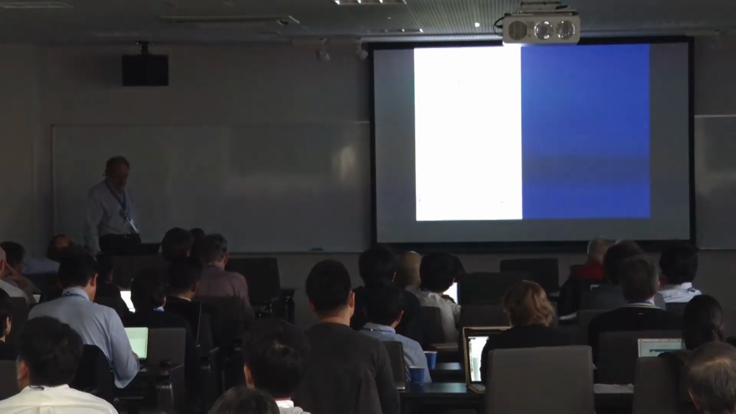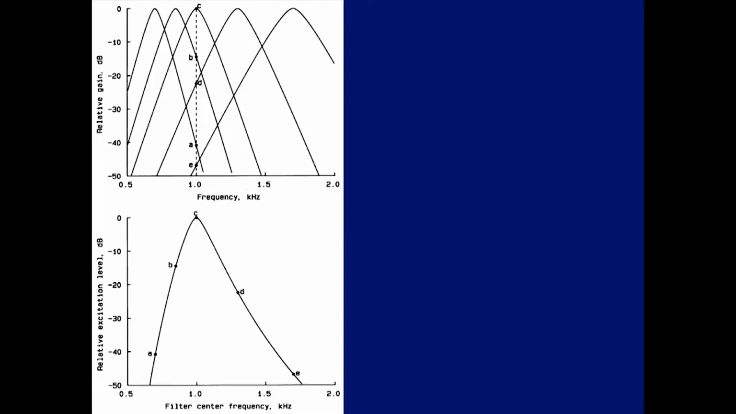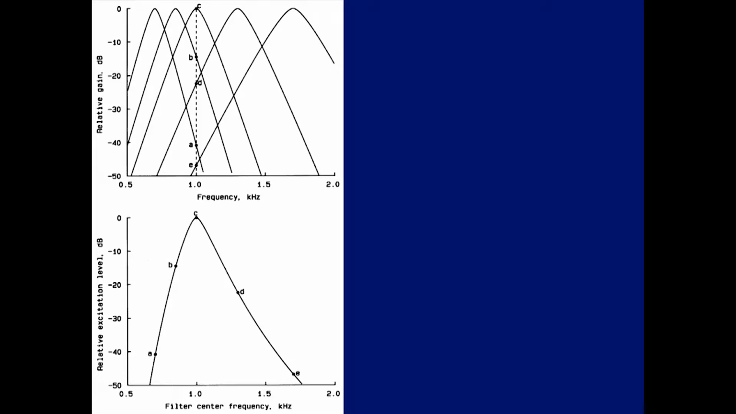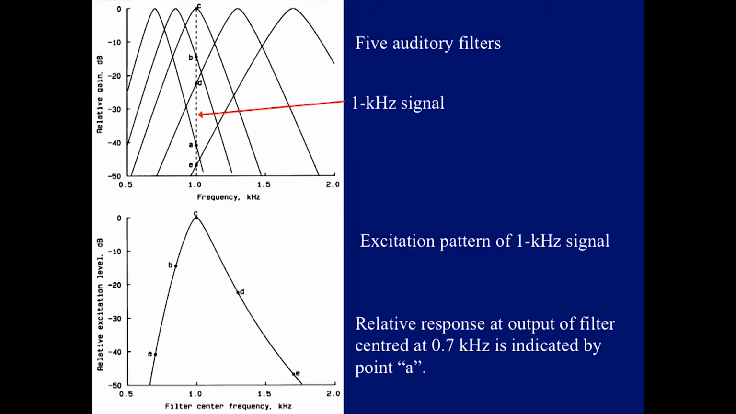And here's a very simple explanation of that. Imagine that you have a 1 kilohertz tone and you want to calculate its excitation pattern. I've schematically drawn here 5 different auditory filters. Each filter is roughly symmetric on a linear frequency scale that's shown here, but the filters get wider in their ERB, their equivalent rectangular bandwidth, as the center frequency goes up. And what we want to do is to calculate the excitation pattern, and we do that by looking at the relative response of the different filters.